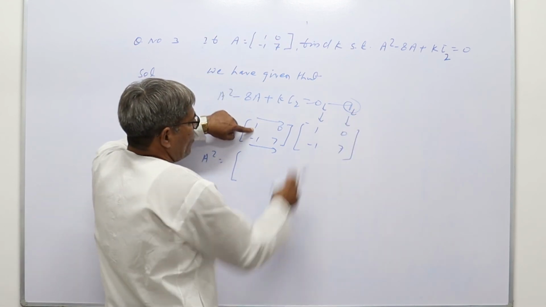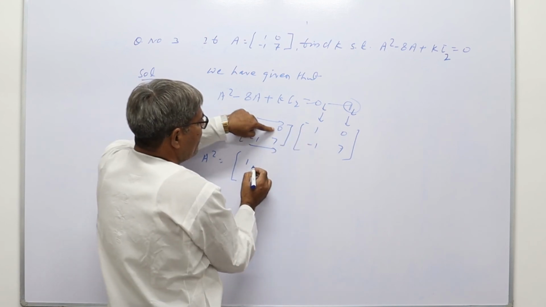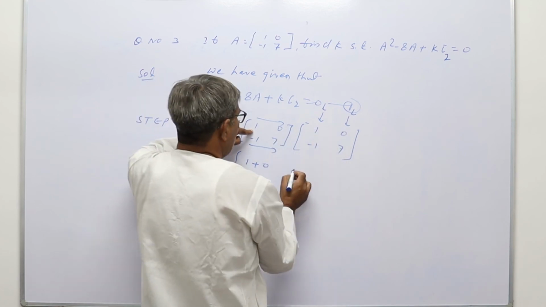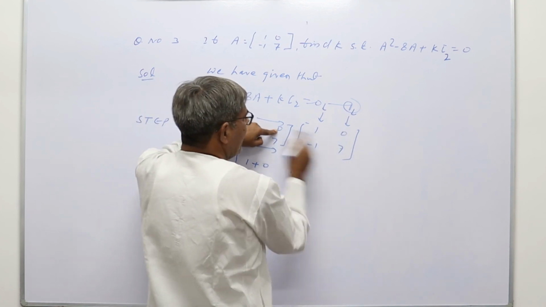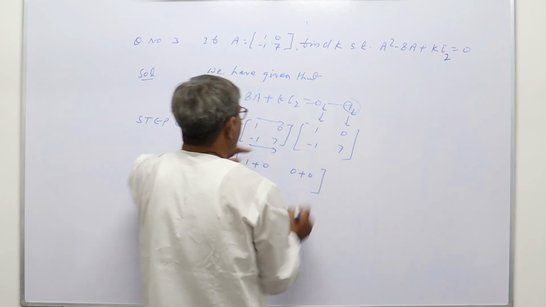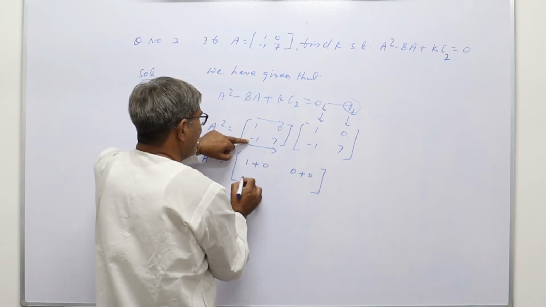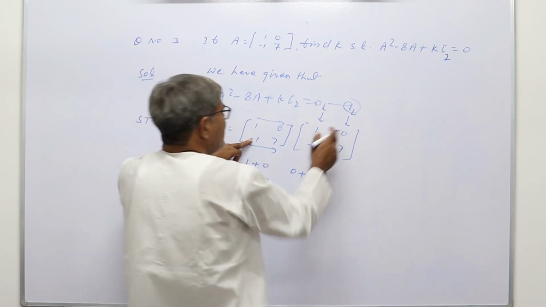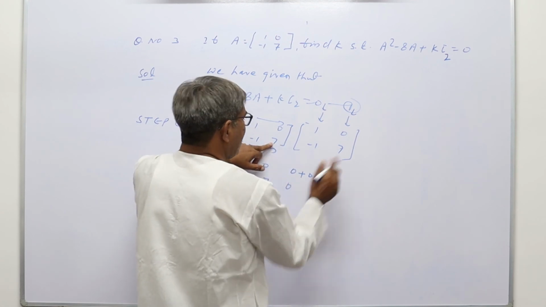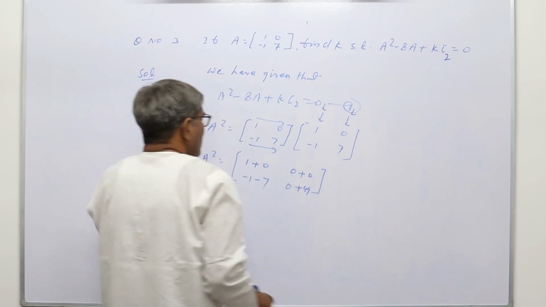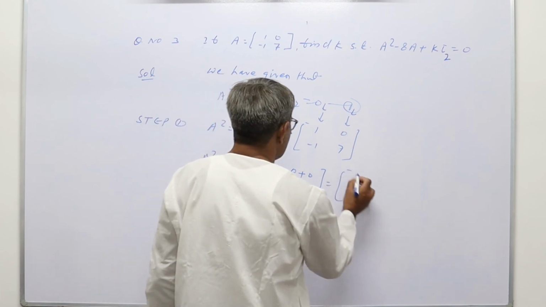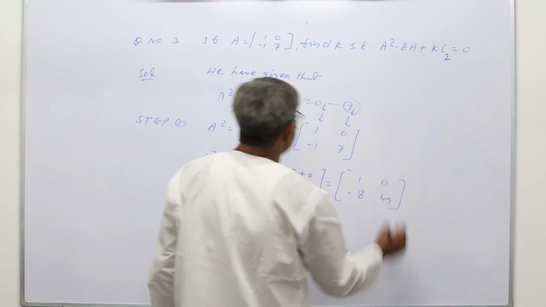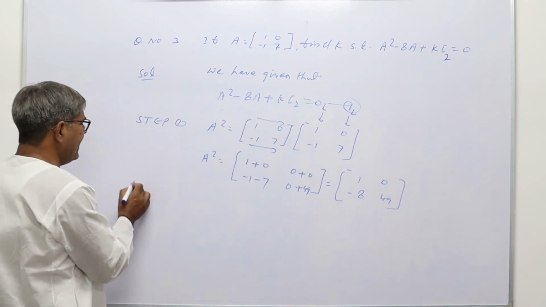So first row, first column, 1 into 1, 1, plus 0 into minus 1, 0. Then 1 into 0, that is 0, plus 0 into 7, that is also 0. Then minus 1 into 1, that is minus 1, 7 into minus 1, that is minus 7, minus 1 into 0, 0, and then 7 into 7, that is 49. So A square will be equals to 1, 0, minus 8 and 49.